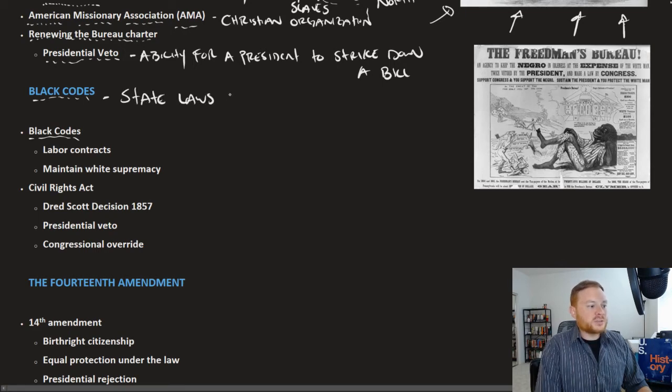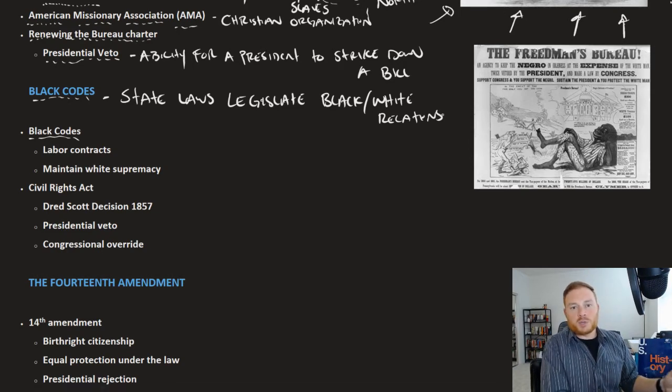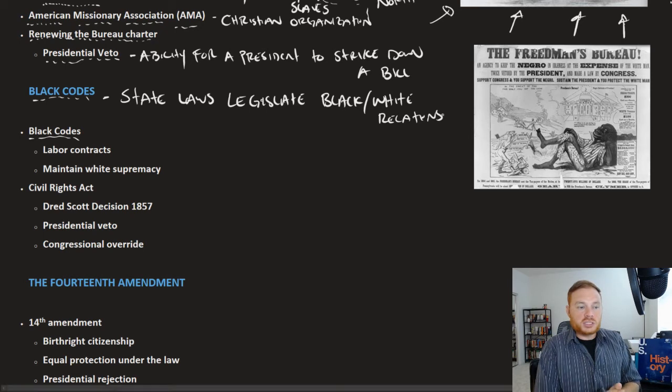really designed to legislate black-white relations. And pretty much what it amounted to was additional prohibitions on the black population that didn't apply to the white population. So you can think of the Black Codes as creating two sets of laws. If you're white, these are the laws that you need to follow. If you're black, these are the laws that you need to follow.